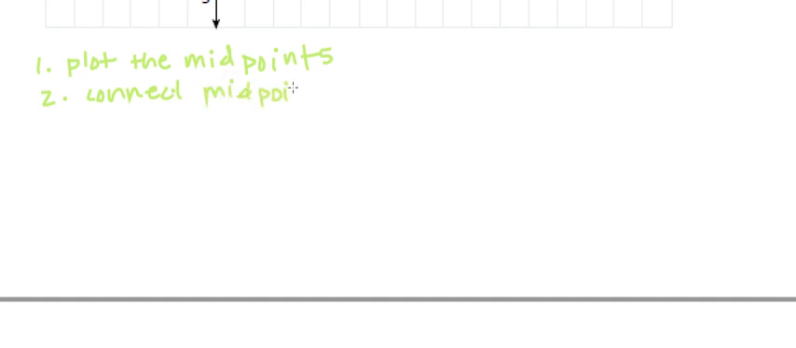So the first thing that you want to do is plot the midpoints on the coordinate plane. And if you look at that example, I've already plotted the midpoints. So that's your first step. Then you connect the midpoints in a triangle. So you connect midpoints to form midsegments.